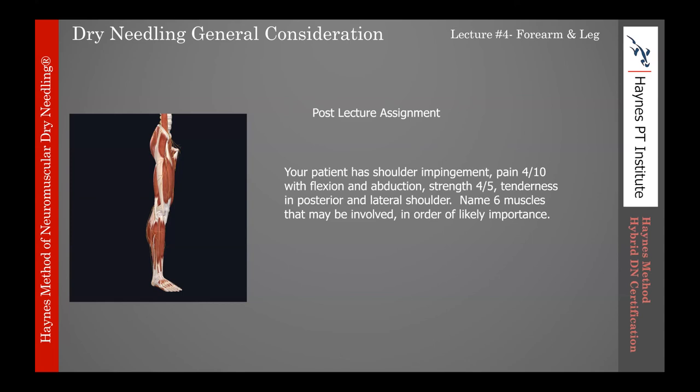Strength is 4 out of 5. There's tenderness in the posterior and the lateral shoulder. I want you to name 6 muscles that may be involved in order of likely importance. There's an answer that I want to see, but there's actually no right or wrong answer here. So that is that part of the post-lecture assignment.